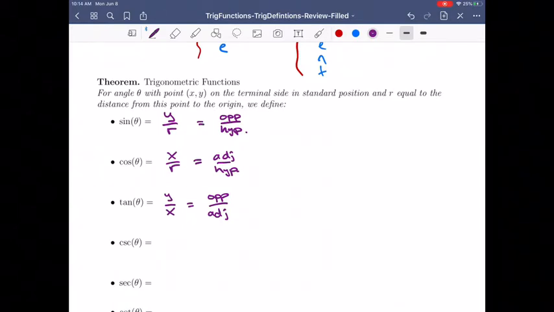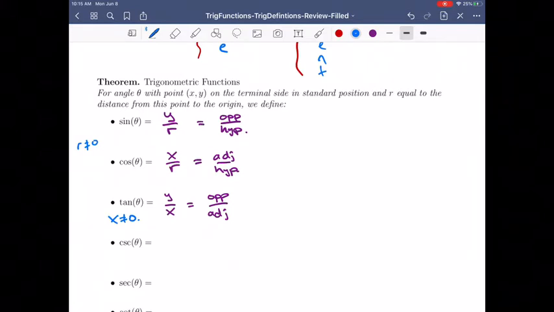Now, this is assuming that x isn't 0. Okay, now r shouldn't be 0, because you get to pick that point as far away from the origin as you want on the terminal side. So we don't want r equals 0 either. x might be 0. If you happen to land on the y-axis, your terminal side is on the y-axis, so then in those cases tan is not defined.